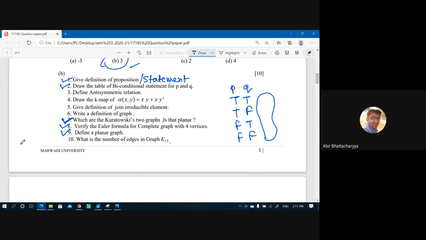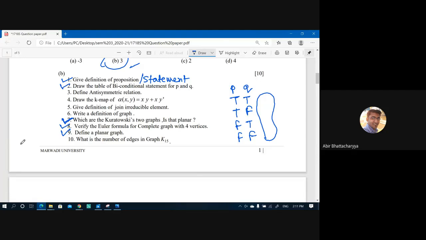So there are two things you have to write. First, you mention it can be embedded in a plane, and embedded in a plane without any edge crossover. These two things you have to mention: without any edge crossover, or embedded in a plane, or you can say we can redraw the graph. Okay, we can redraw the graph in a plane without any edge crossover. These two definitions are possible.